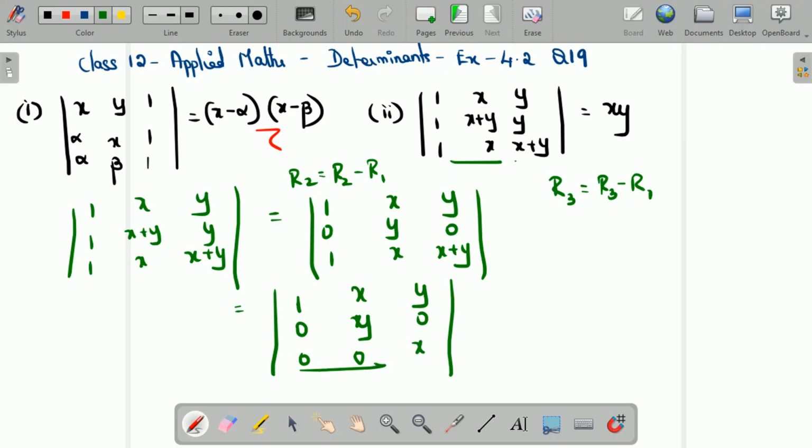Now you can expand along this particular row because it has two zeros. So all you have to do is cross multiply. So 1 into y is y minus 0. So this is y into, you have this coefficient which is x. So the final answer for this determinant is xy, and that's what they asked us to prove.